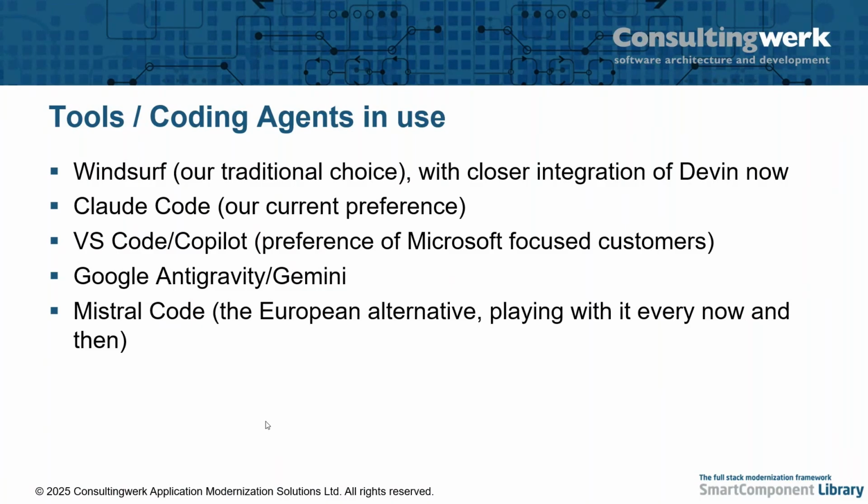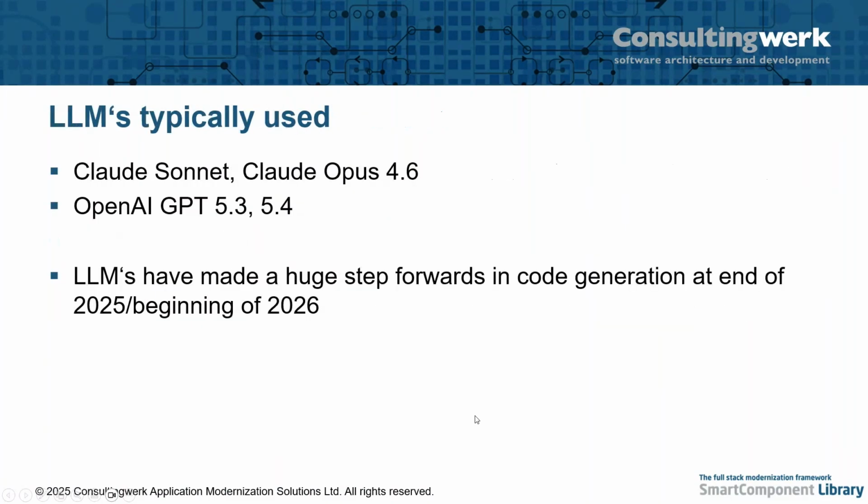And every now and then I'm playing with Mistral Code, just to give the European alternative among all the big American AI players a chance, and it's also looking quite promising. They all have the same concepts of skills and rules and MCP servers and whatsoever. So the difference is really low.